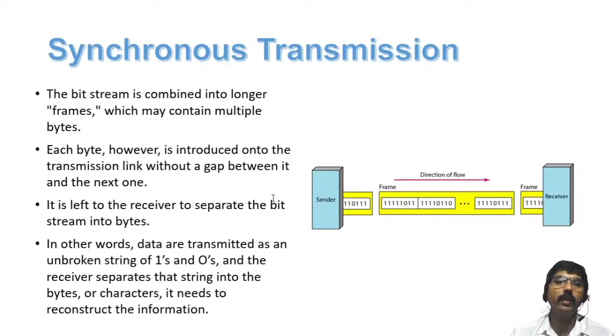The next one is called synchronous transmission. In synchronous transmission, the stream is combined. You see here, it's a combination of multiple bytes. It combines multiple bytes, creates a frame, and sends it bit by bit.